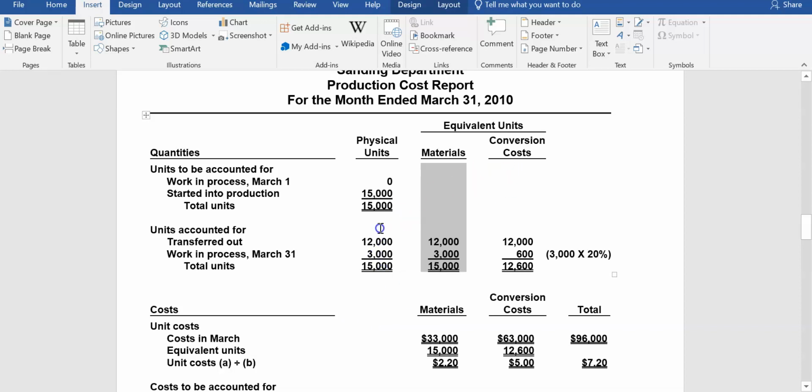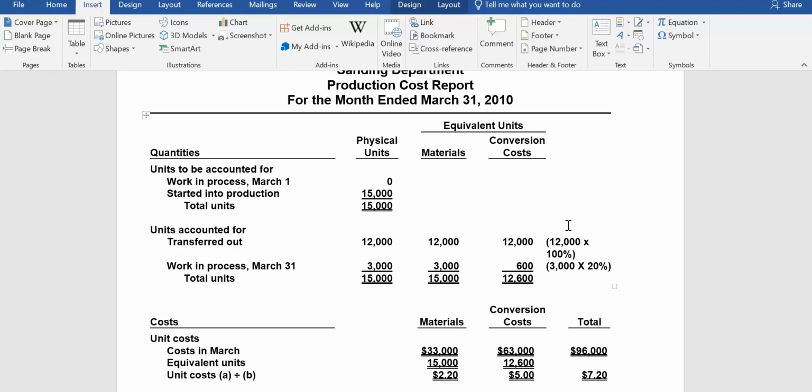Now calculating it for conversion, 12,000 units completed and transferred out. That must have been, and let me just type it in here so you can see the difference, those had to have been 100% complete. 12,000 units times 100% complete, equivalent units of 12,000.